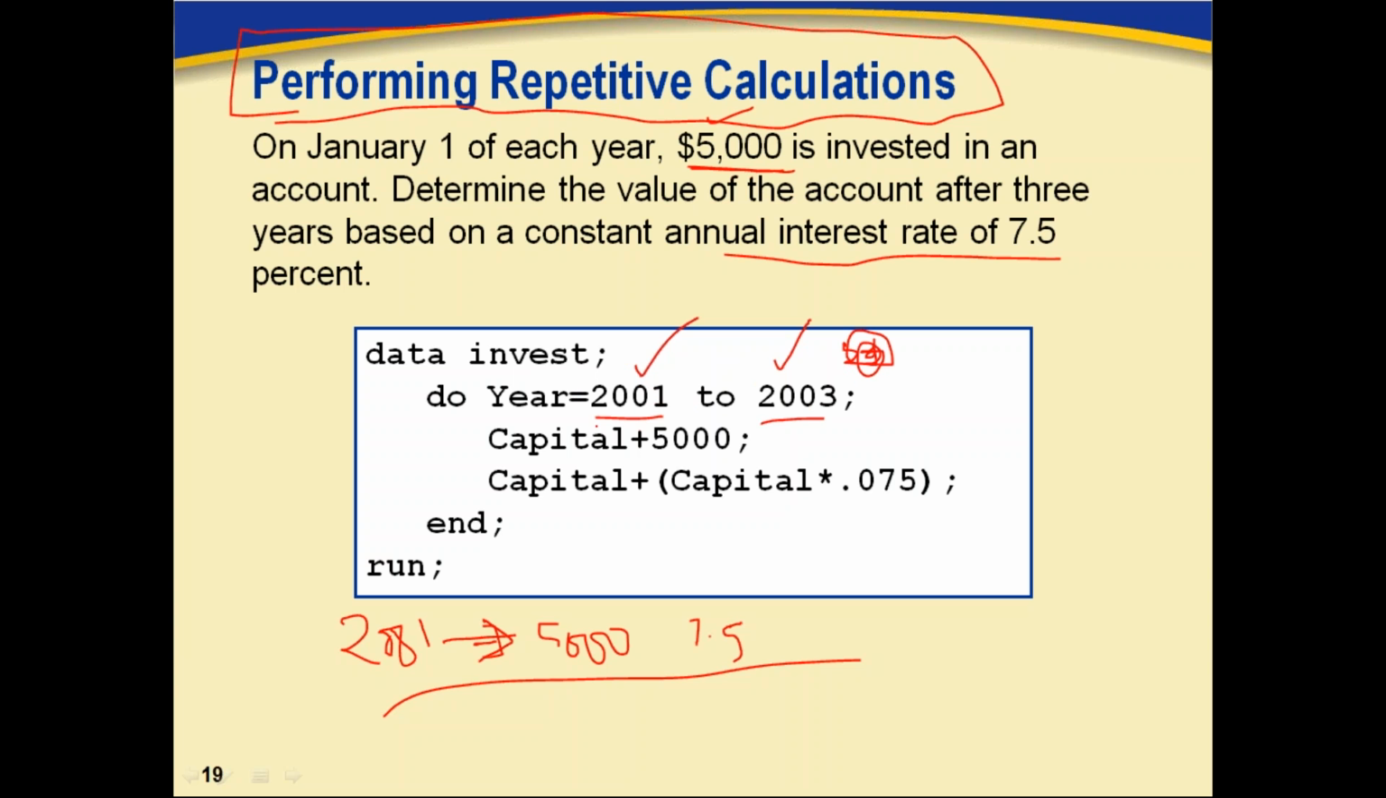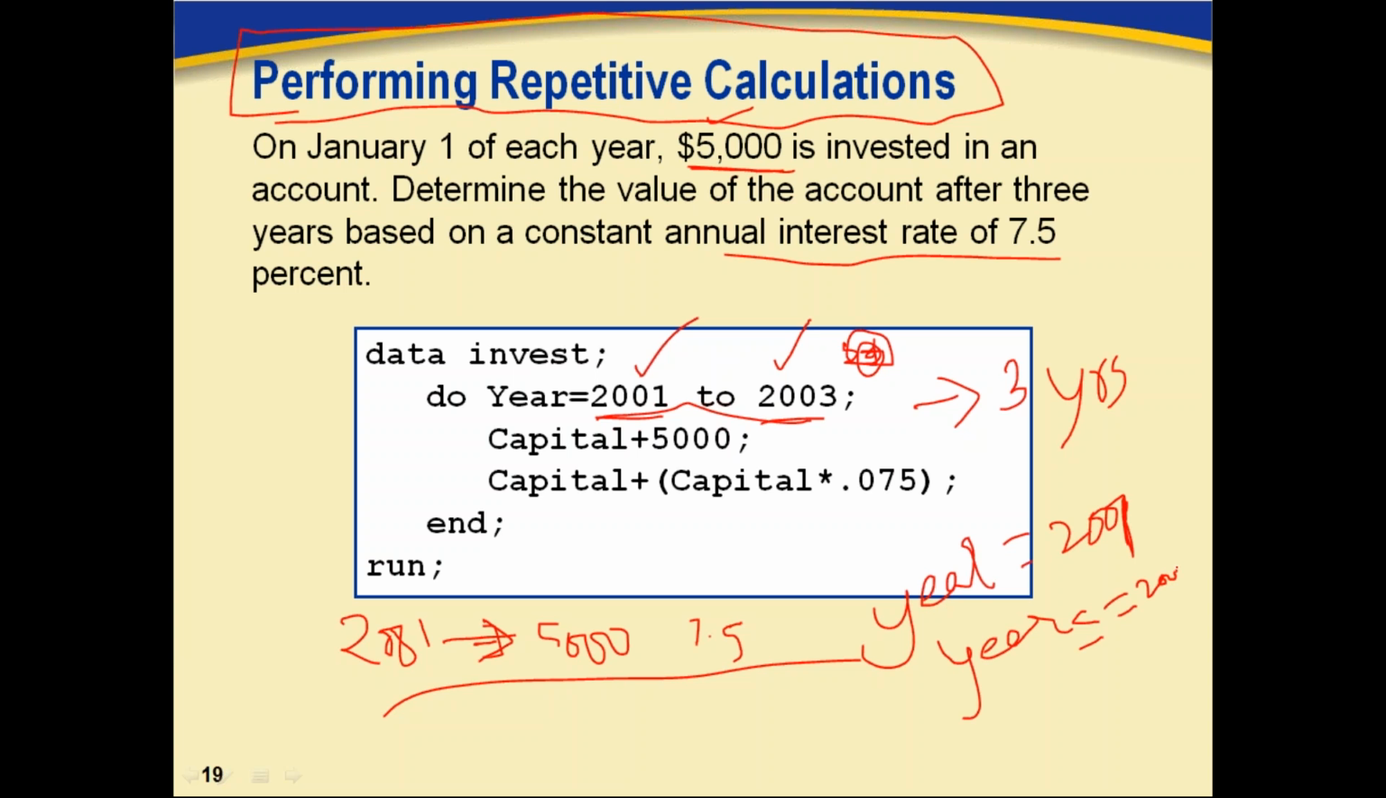The loop will run how many times in this case? It will run 4 times. Sorry, 3 times. I'm sorry. The loop will run 3 times, for 3 years, right? 2001, 2002, and 2003. Now here, what is the loop variable? The loop variable is year. So year equals 2001 to start, and what is the condition? Year less than or equal to 2003, right?